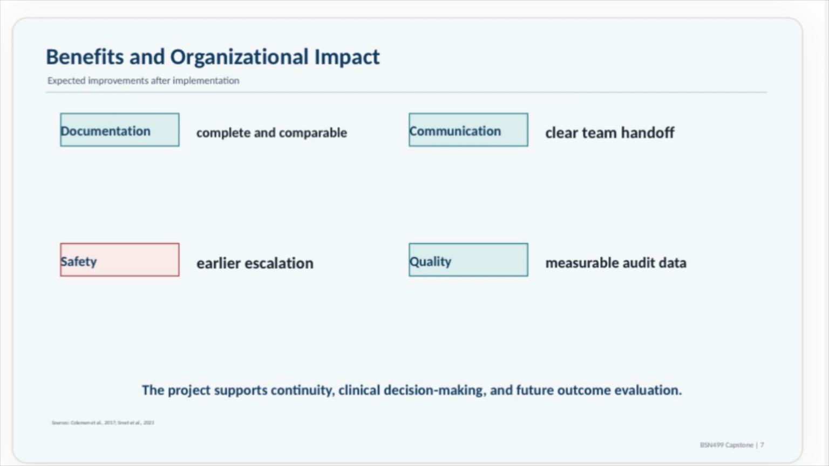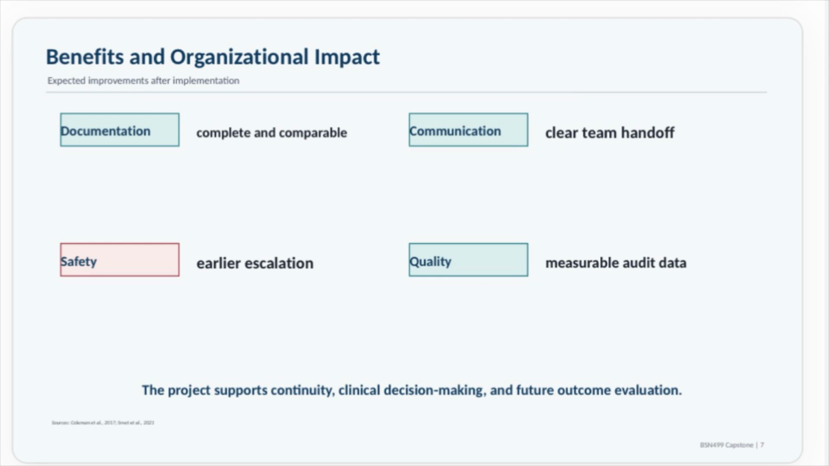Slide 8. Benefits and organizational impact. The anticipated benefits are more complete and comparable documentation, clearer interdisciplinary communication, earlier recognition of concerning changes, and stronger quality data. When the same core elements are assessed during each eligible visit, nurses and providers can easily compare wound progress over time. A structured record can also reduce the need to clarify missing information after the visit and can strengthen handoffs among nurses, providers, and other services.